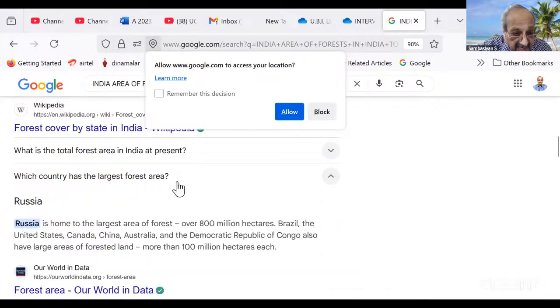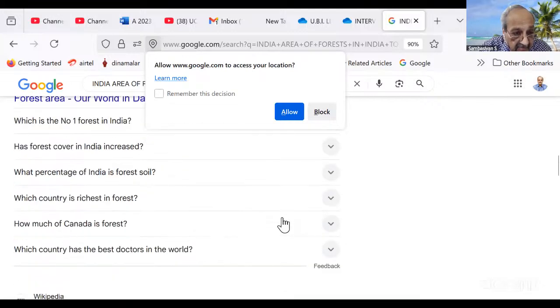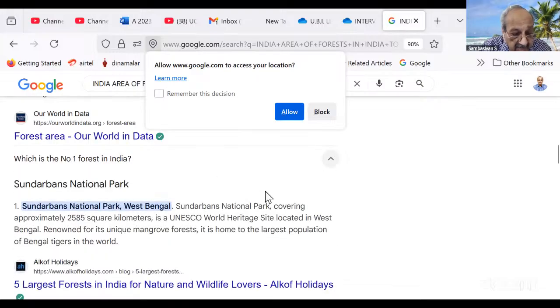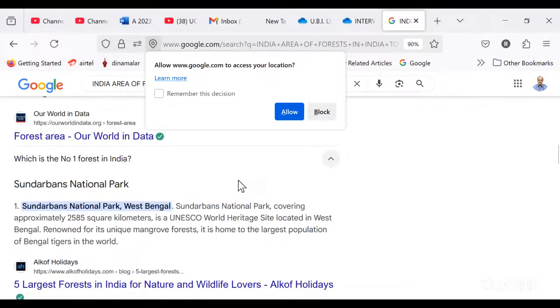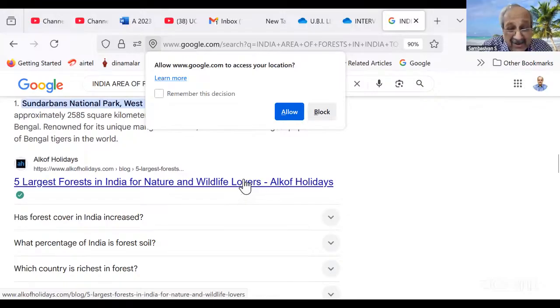Now, which country has the largest forest area? The answer is Russia. Which is the number one forest in India? Sundarbans National Park. It is in West Bengal. Sundarbans. I think it is known for mango cultivation or Royal what? Bengal tiger. Yeah, Bengal tigers, sir. Oh, Baba. I thought it is associated with mango or something like that.